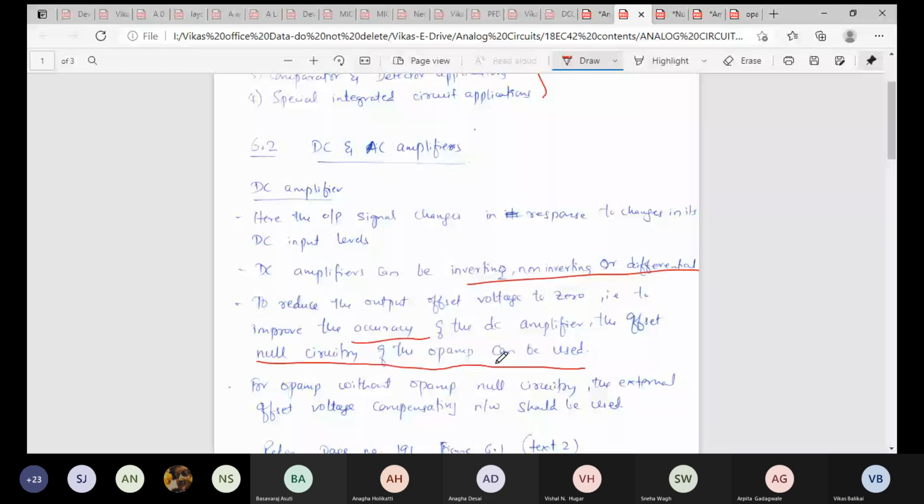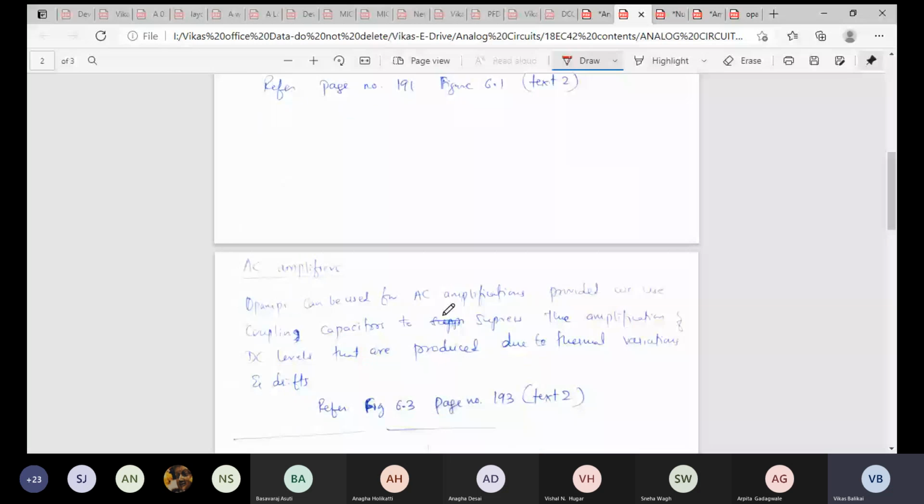So when it comes to AC amplifiers, see, if I just want to talk about AC amplifiers.